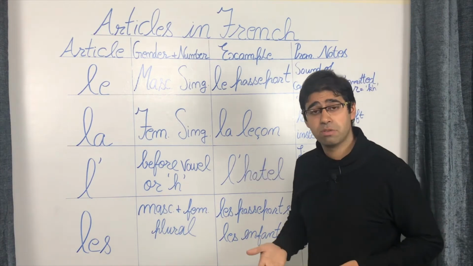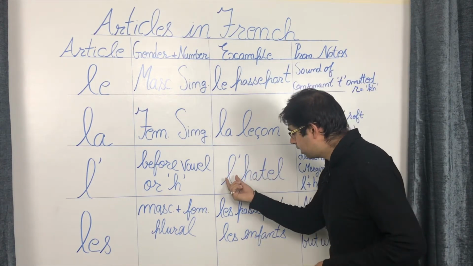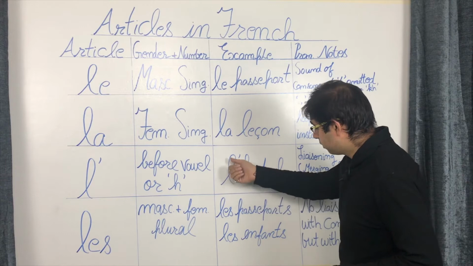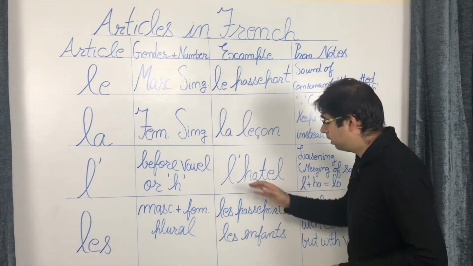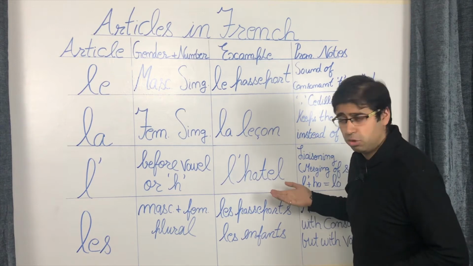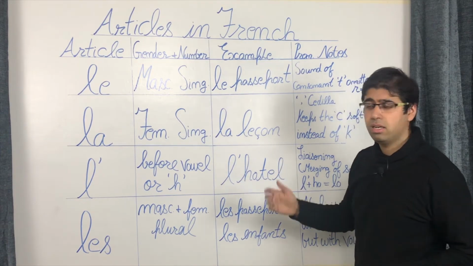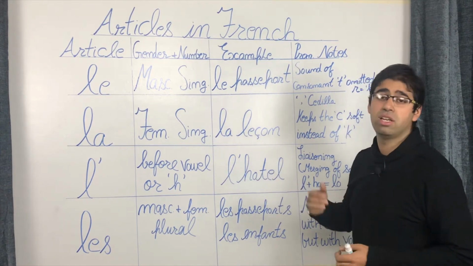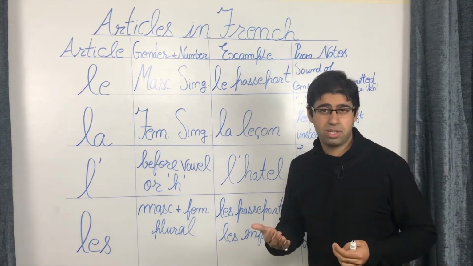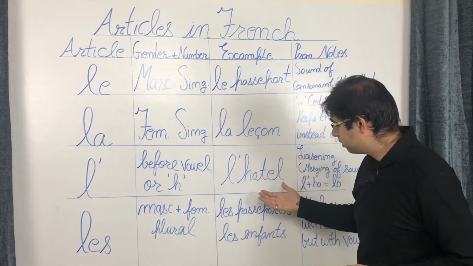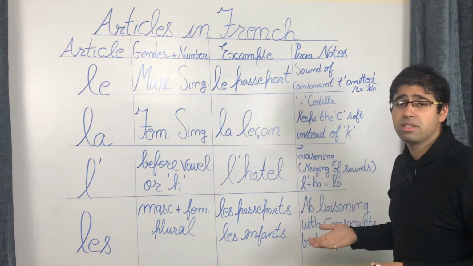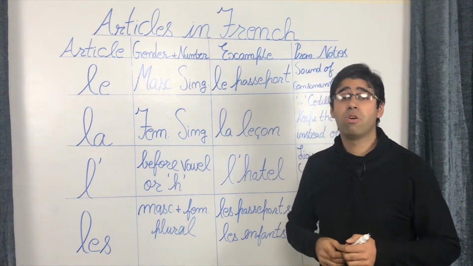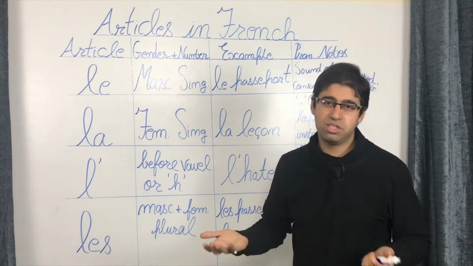And what happens because of this is that the sound of that L fuses with the sound of the very first letter of the word following it. What do you get over here? You get l'hôtel. You do not get le hôtel, instead you get l'hôtel, which in English translates to the hotel. Now this technique that just took place here is known as liaisoning in language.